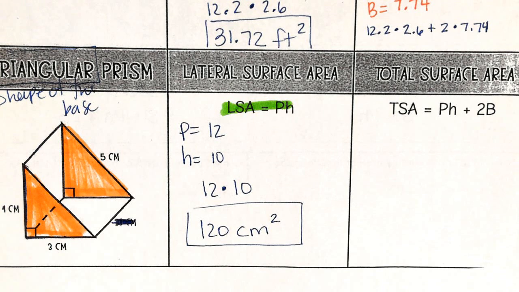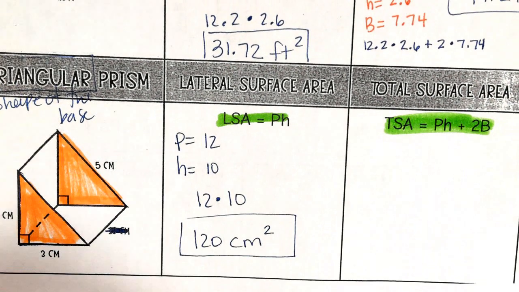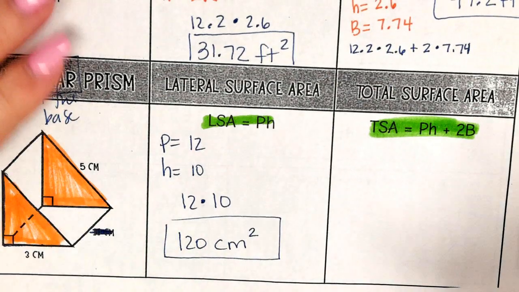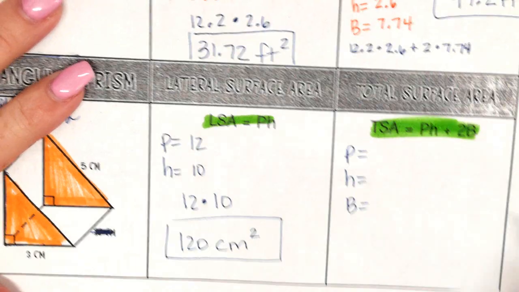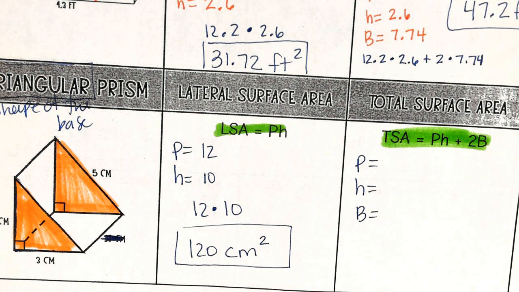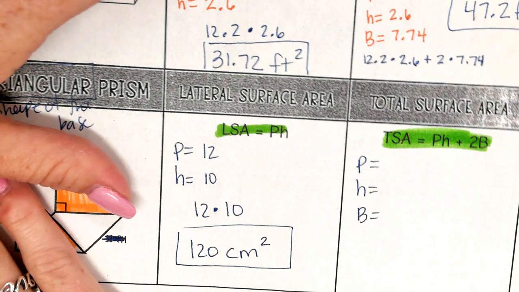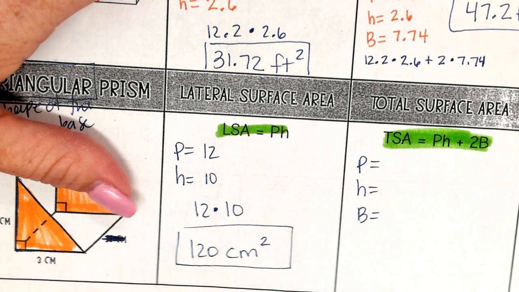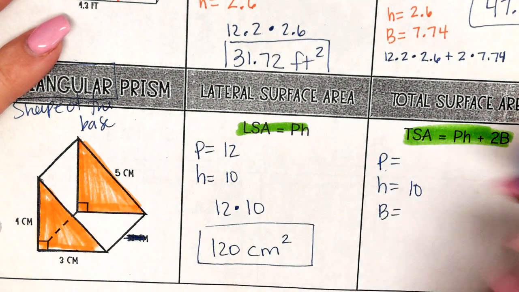Now, total surface area is where everybody gets confused on triangular prisms, and I'll explain why. What's the formula? PH plus 2B. So I need a P, an H, and a B. Let's go over how I got each piece again. How do I get the height? It's the piece that connects the two bases. If you're ever confused, cover the bases. That's where we got the 10 from. Write it down, mark it out. The P, we added 4 plus 3 plus 5, which is 12.